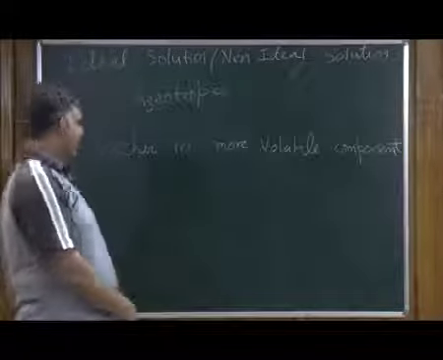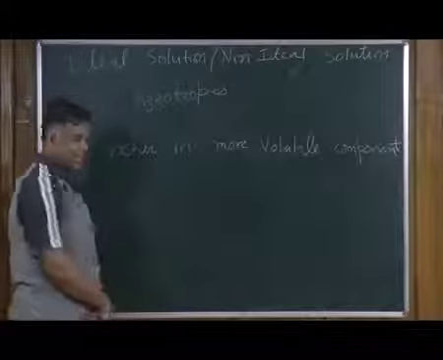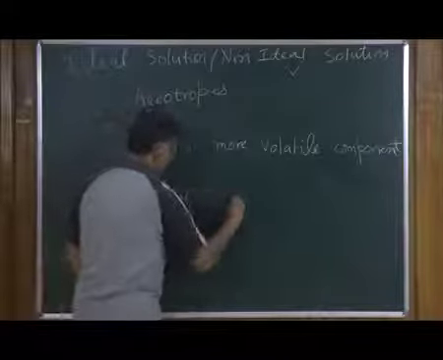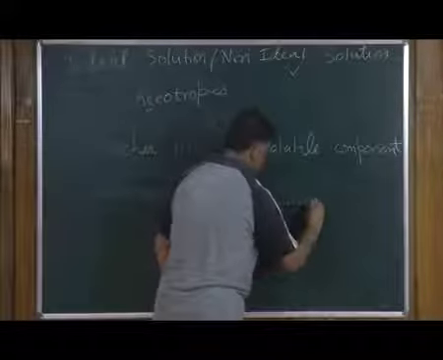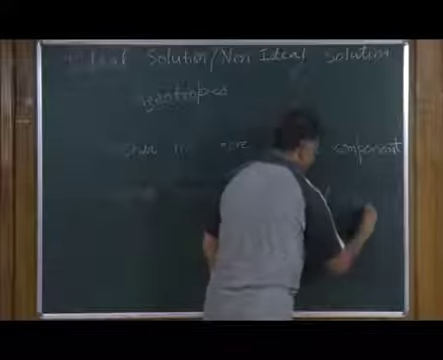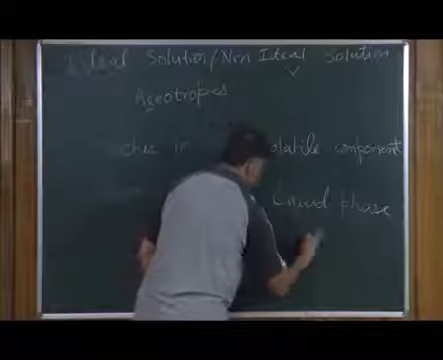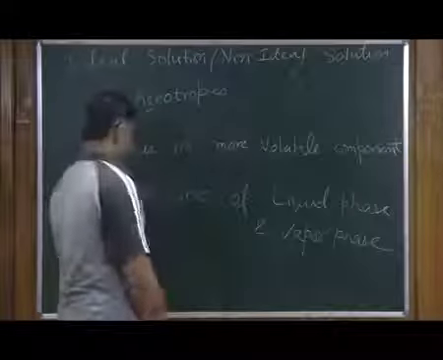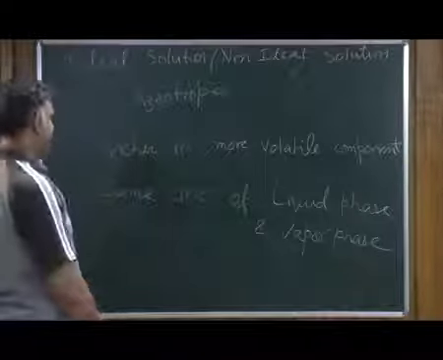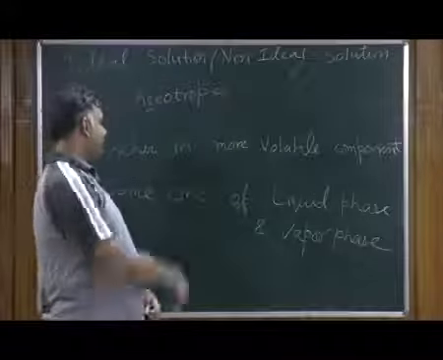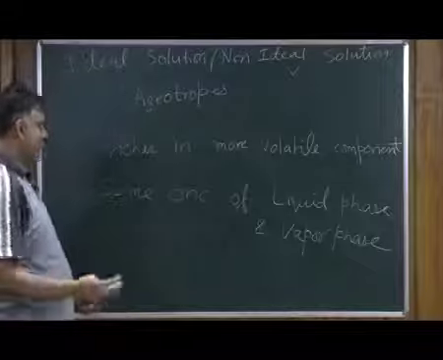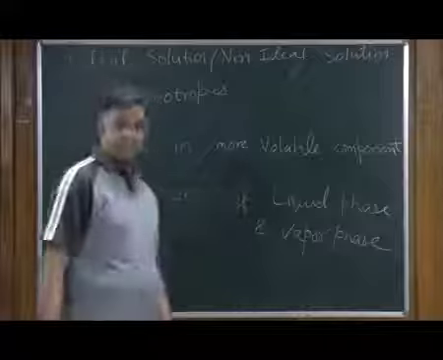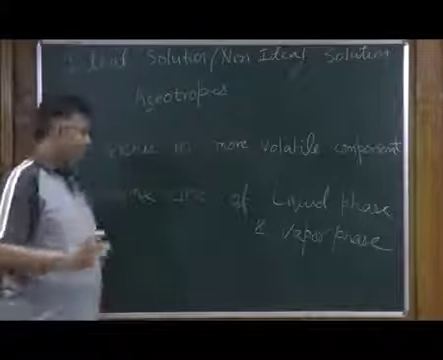But azeotrope is a special kind of solution where the liquid phase and the vapor phase have the same concentration. And it is clear, if there is no difference between the concentration of liquid phase and vapor phase, if I just collect the vapor phase, the condensate is going to give me the same concentration as the liquid phase, and I cannot separate A from B.